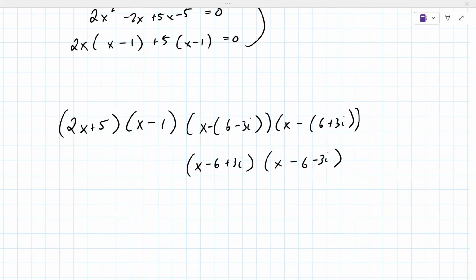All right, so those would be the linear factors. I mean, that's it. I don't know how your teacher wants you to present the answer.